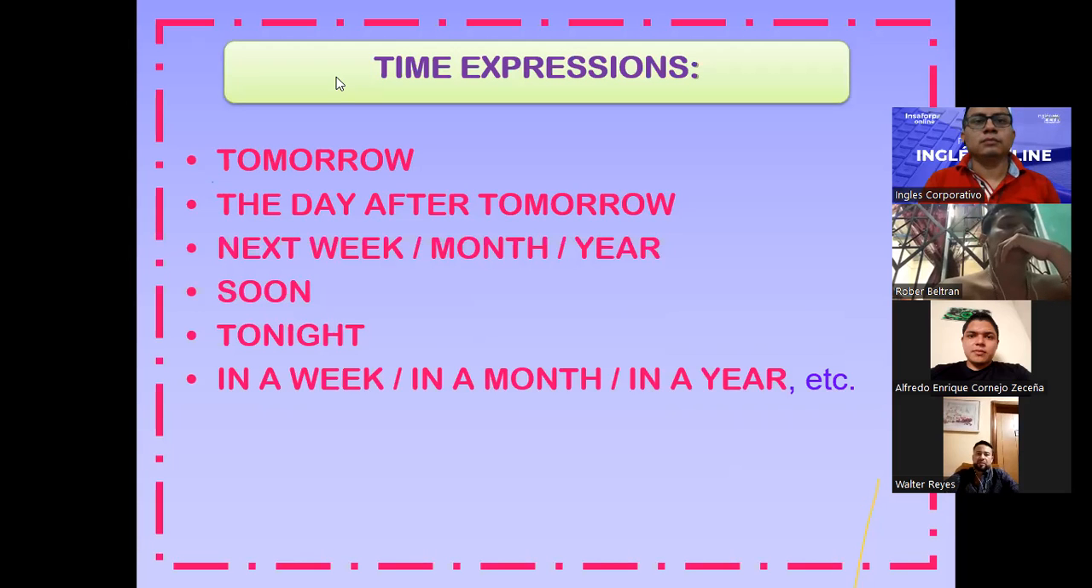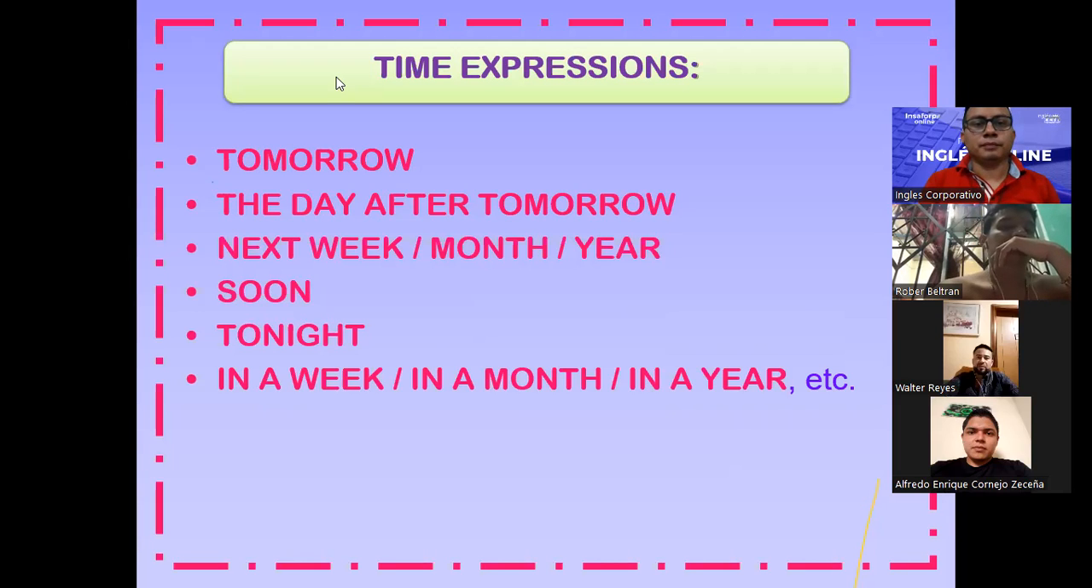Time expressions: tomorrow, the day after tomorrow, next week, month, year, tonight, in a week, in a month, in a year, etc. Exactly. When it says etc., it's because you can mention in a minute, in an hour, in 3 months, in 4 months, etc. So, that's why. Tonight is definitely future tense.